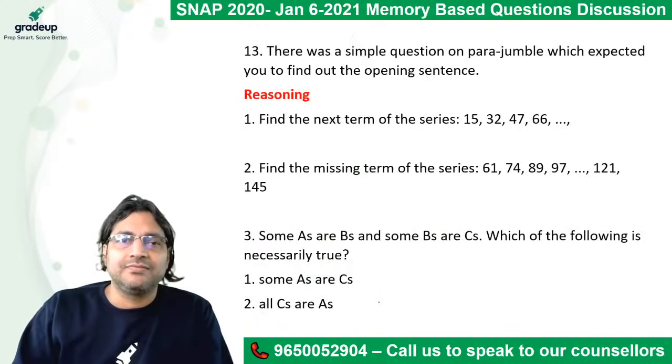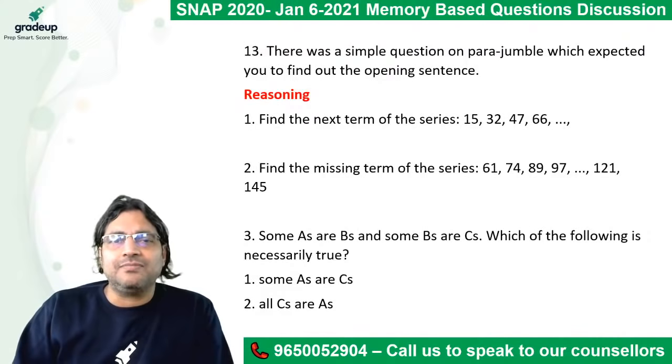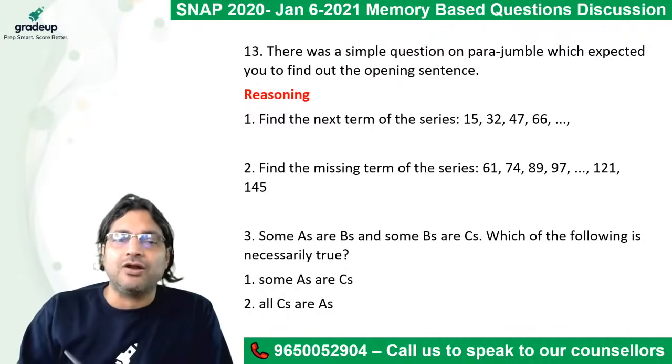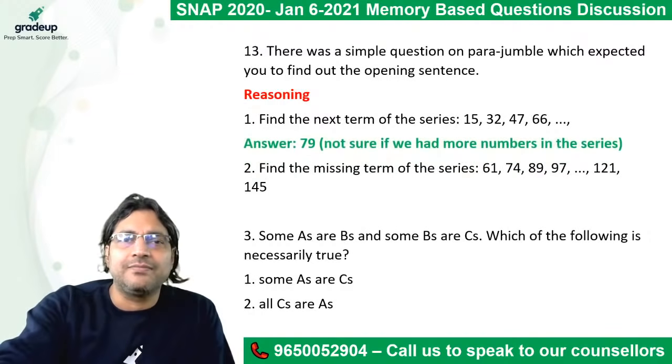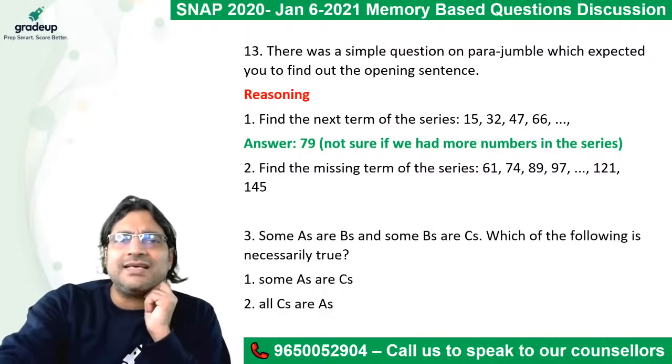I remember this. Beyond this, I think there was one question on parajumble, and in the first slot on December 20 also they asked you a question on parajumble. They were not interested in you arranging all the sentences. They were only interested in getting the opening statement. So here also in parajumble they asked you about the opening statement. It was a simple question which expected you to find out the opening sentence.